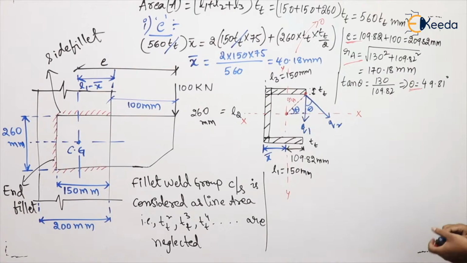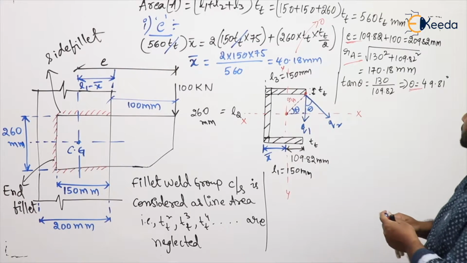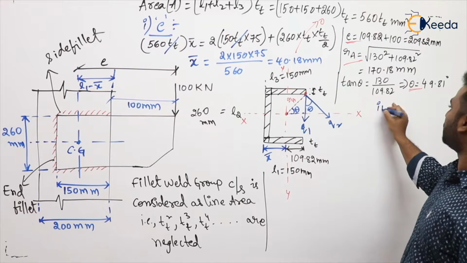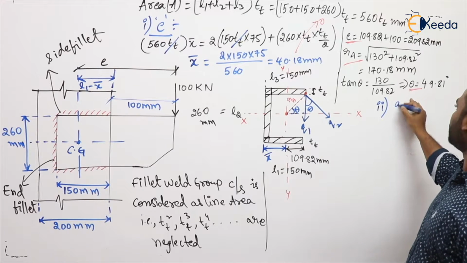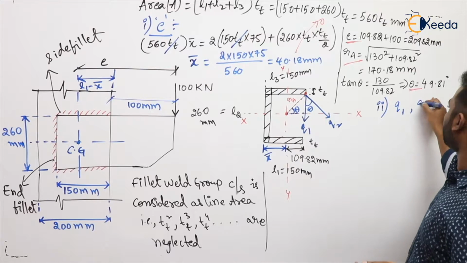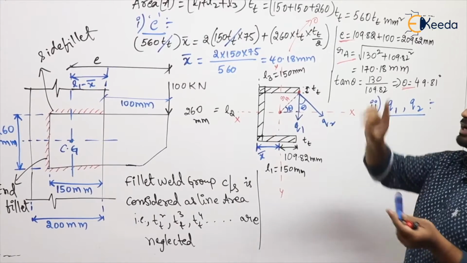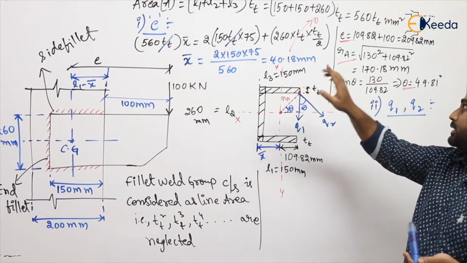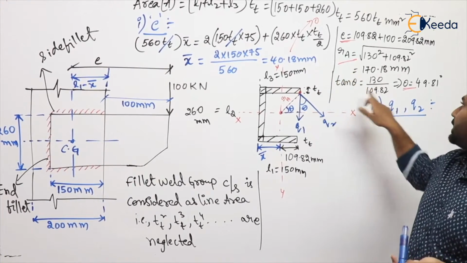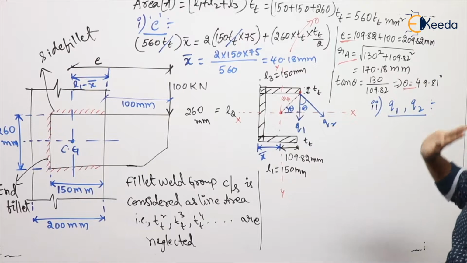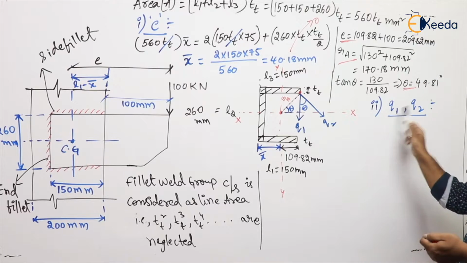Okay. Now coming to Q1. So second step here, calculating Q1 and Q2. So calculating these two, that is step 2. Step 1 is finding out eccentricity. Upon finding out eccentricity, we can find RA and theta, which we have already done. Now we are left with finding out the Q1 and Q2.